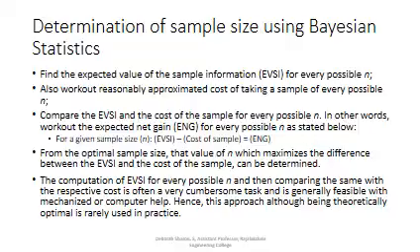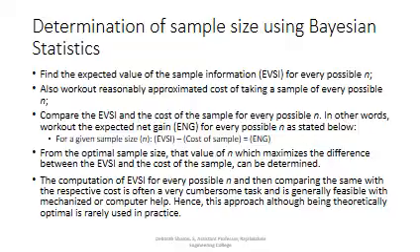We also have another technique, that is Bayesian statistics. Here you follow certain steps. First is expected value of sample information. How much for every possible sample. Okay, how much size you are taking and how much value you get from that particular sample, that you calculate.